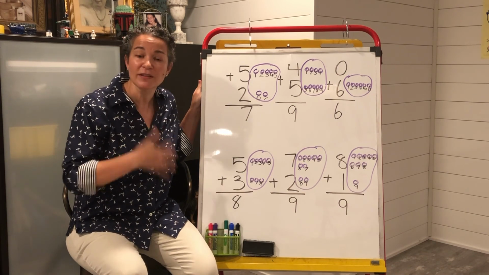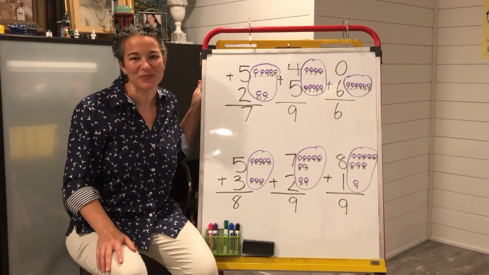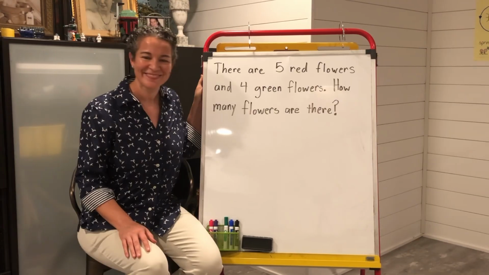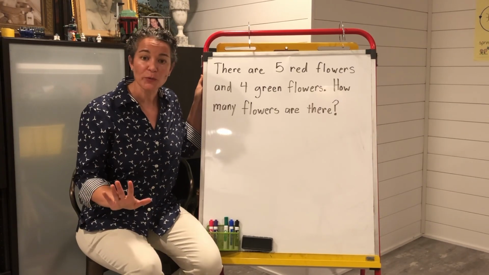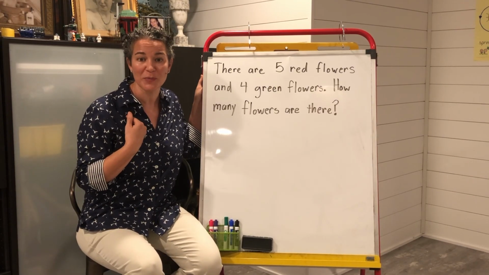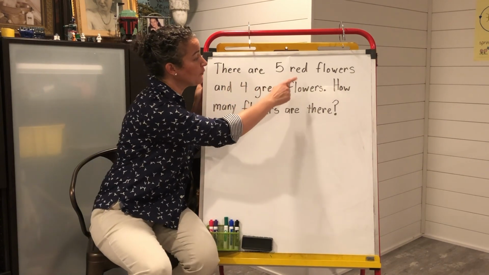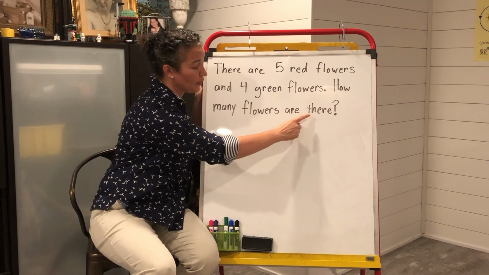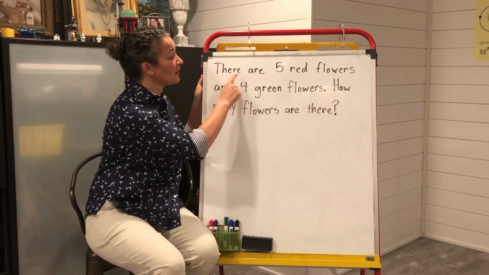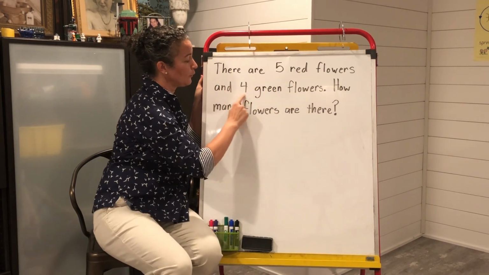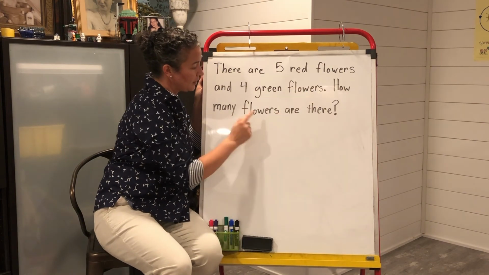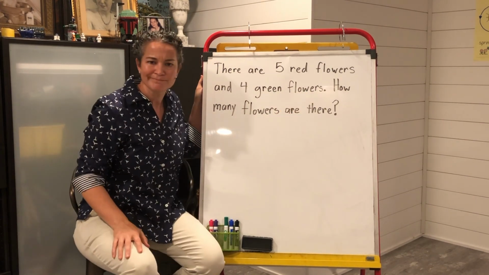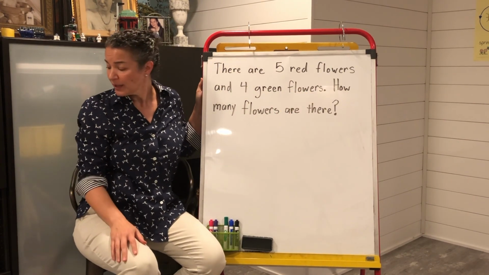I'm going to erase this. Let's try a word problem, and then we'll switch to paper. All right, my friends, here's our word problem. Let me read it the first time, and then you read it with me the second time. There are 5 red flowers and 4 green flowers. How many flowers are there? Read it with me this time. There are 5 red flowers and 4 green flowers. How many flowers are there? What should we do? Penny, what should we do?